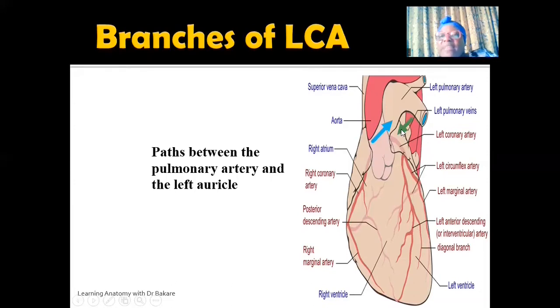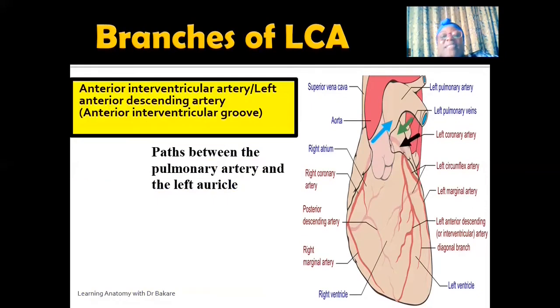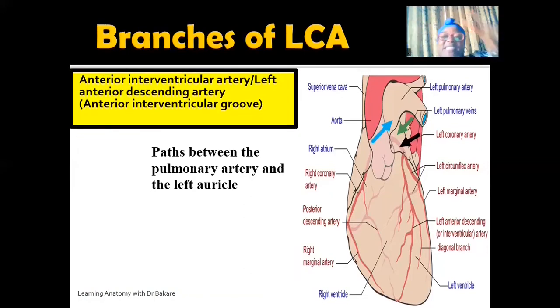So between the left auricle and the pulmonary artery, we have the emergence of the left coronary artery, and this is the left coronary artery. And as it emerges, you see it tailing out, and when it tails out, I see it dividing into two major branches. These two branches include the anterior interventricular artery, and this is the anterior interventricular artery. You see, from the name, it passes through the interventricular groove, which is the groove that separates the right ventricle from the left ventricle. And you see it passing through this groove.